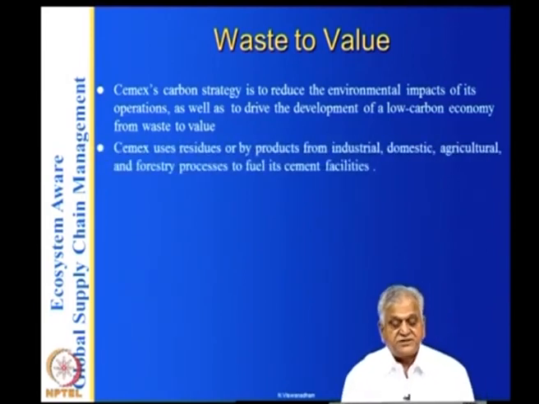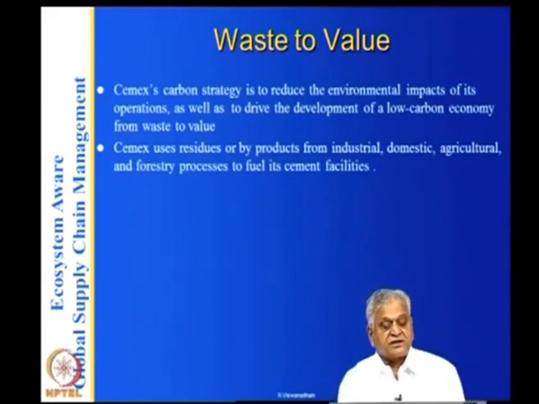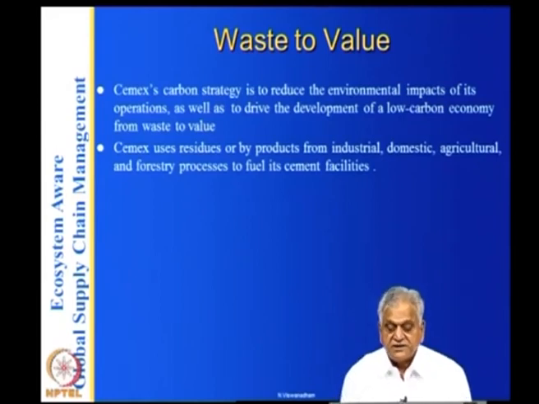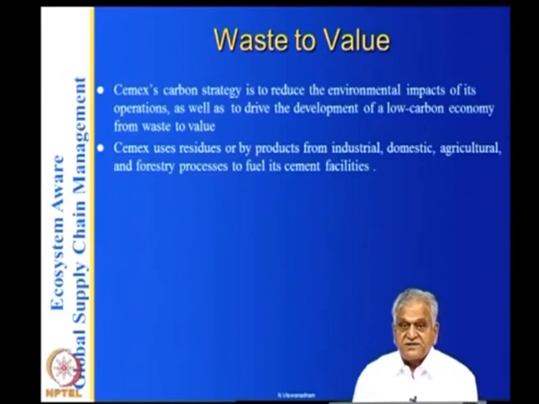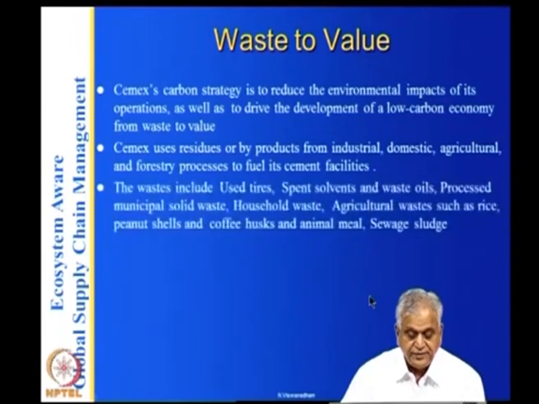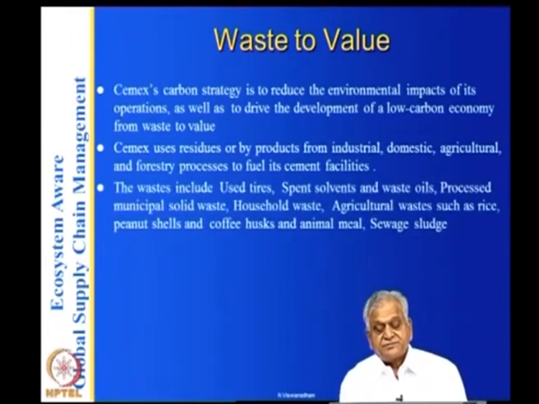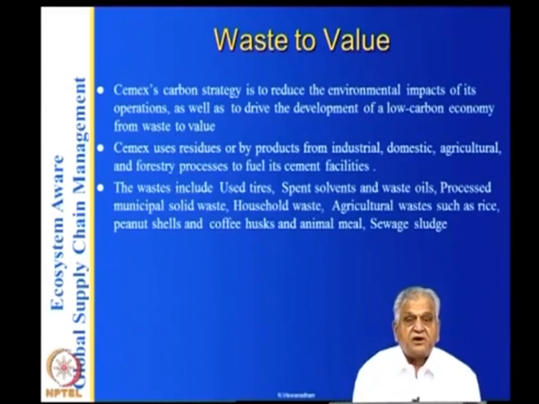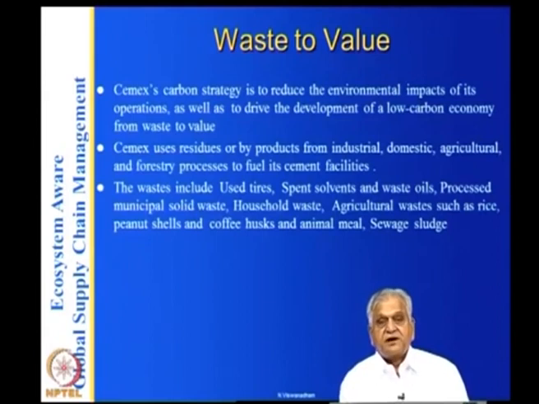How does it do this? CEMEX uses residues or byproducts from industrial, domestic, agriculture, and forestry processes to fuel cement facilities. So it uses whatever garbage, the municipal garbage, as well as the agriculture and domestic and forestry processes, everything to fire up its plants. For example, some of the waste includes used tires, spent solvents, waste oils, processed municipal solid waste, household waste, agriculture wastes such as rice, peanut shells, and coffee husks, and animal meal, sewage sludge, and so on.